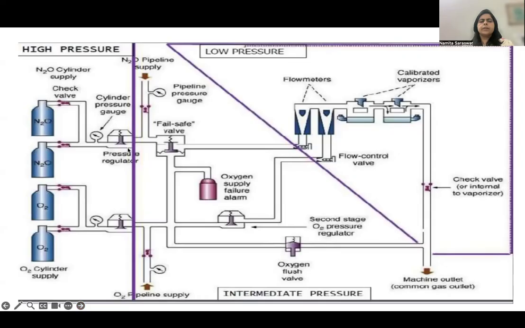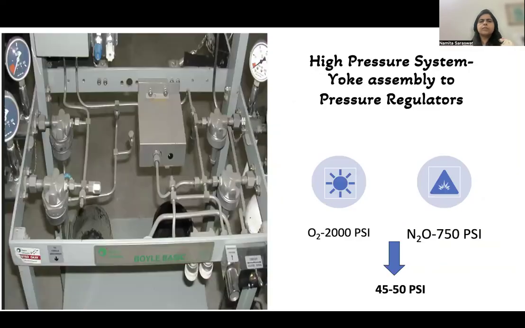So when we talk about the high pressure system, it starts from the yoke assembly and ends at the pressure regulator. The intermediate pressure system starts from the pressure regulator to the flow control valve. The low pressure system starts from the flow control valve and ends at the machine outlet. So we'll discuss it in detail.